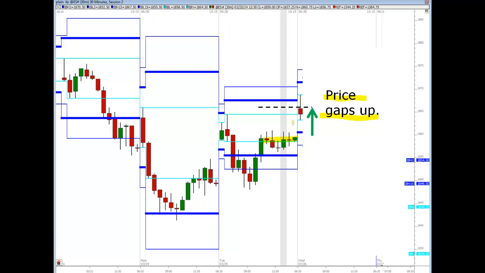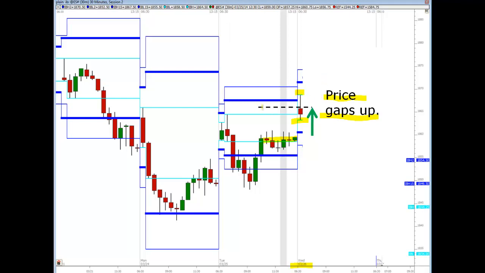Our initial balance low is right here. Our initial balance high is right there. We've got 30 minutes of trading under our belt. We've started a new trading day. This is Wednesday. And now the question is, we've gapped up, look, another significant gap up. Are prices going to continue to move higher, or are they going to move lower?